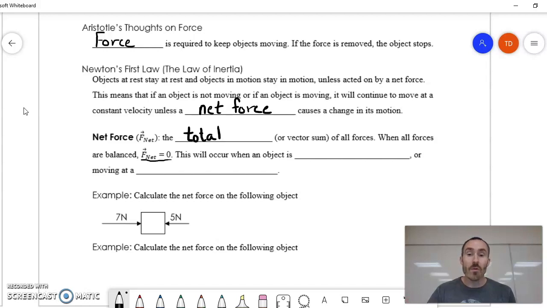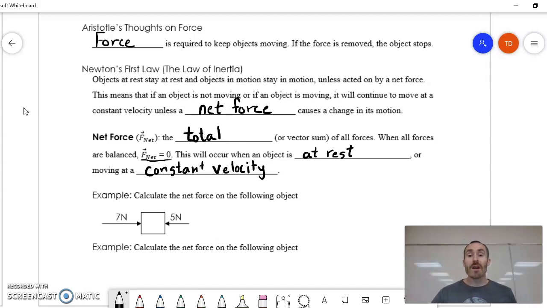This occurs when an object is at rest, not moving. So if nothing is pushing on something, it's just going to sit there. So when an object is at rest, we get F net equals 0, or when an object is moving with constant velocity. Both of those circumstances will give you a net force of 0. Remember that constant velocity means that there isn't an unbalanced force acting on an object.